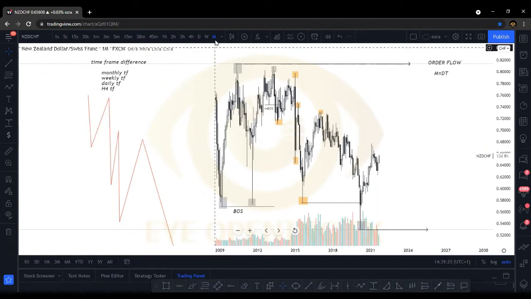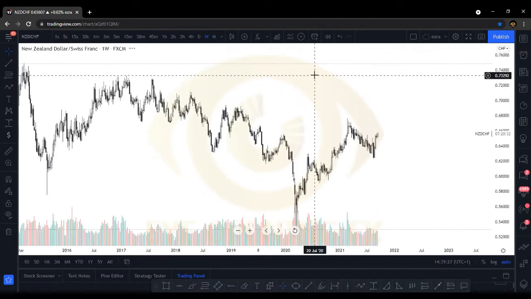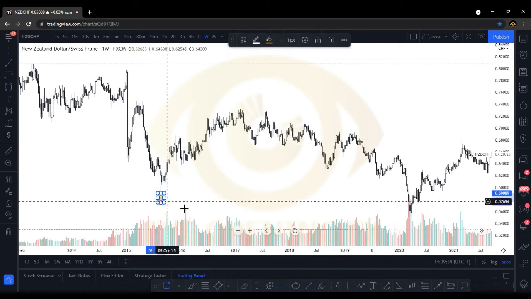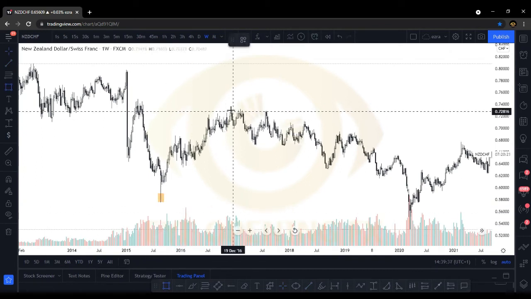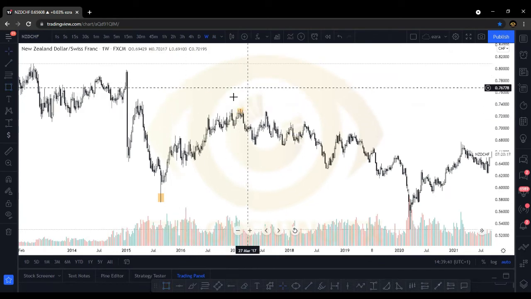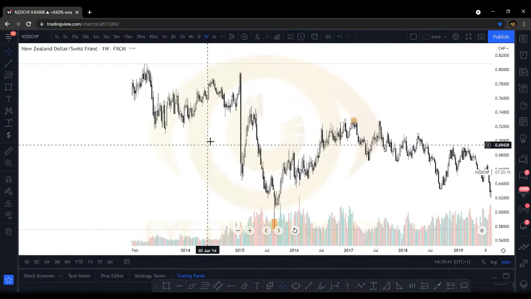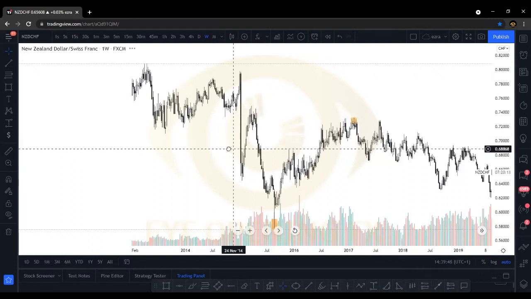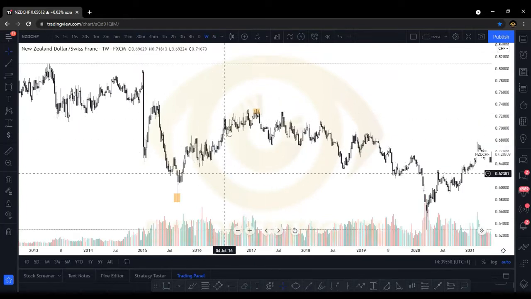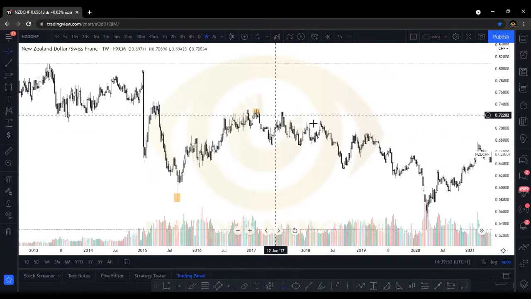Now, after that, you go to your weekly to define your order flow. On this weekly, this is where we have our last low, last high. So this shows that we are completely bearish on this weekly time frame.